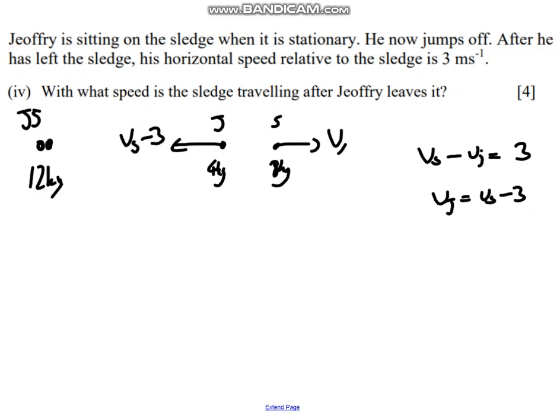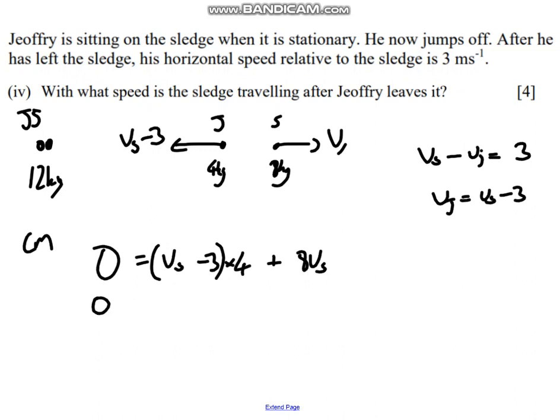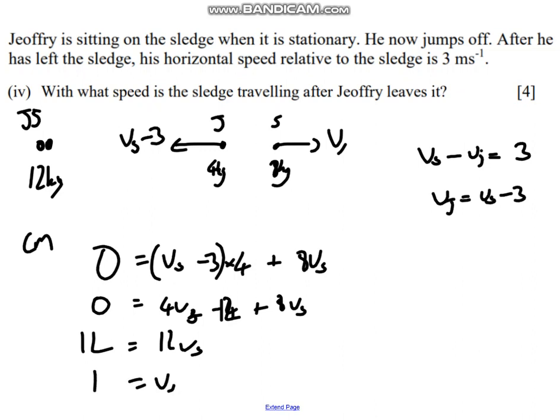Okay, so momentum before was 0, and momentum after is going to be (Vs minus 3) times 4 plus 8 lots of Vs. So that gives us 0 equals 4Vs minus 12 plus 8Vs. I said 12 and I wrote 4. So I've now got 12 equals 12Vs, and so 1 equals Vs, meters per second. Okay, cool, there we go.